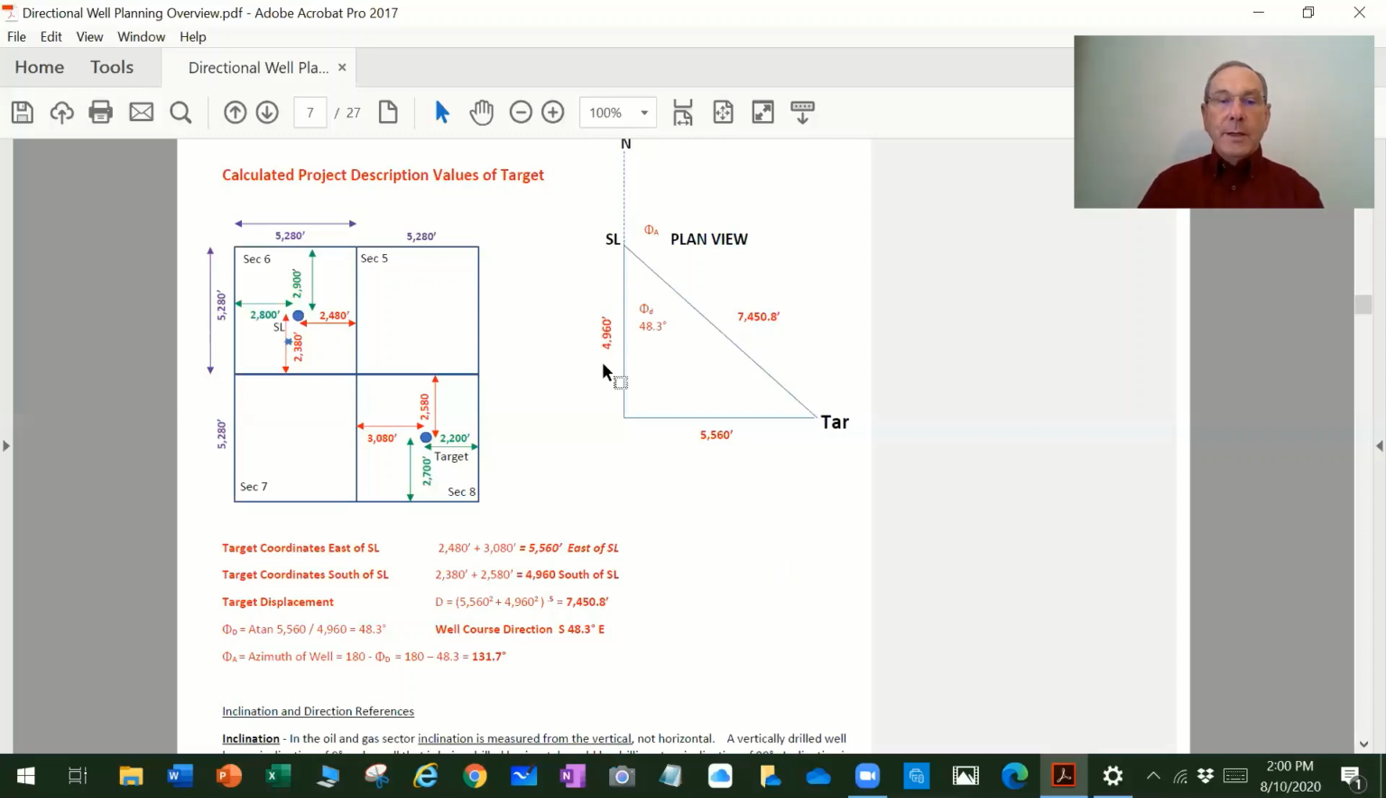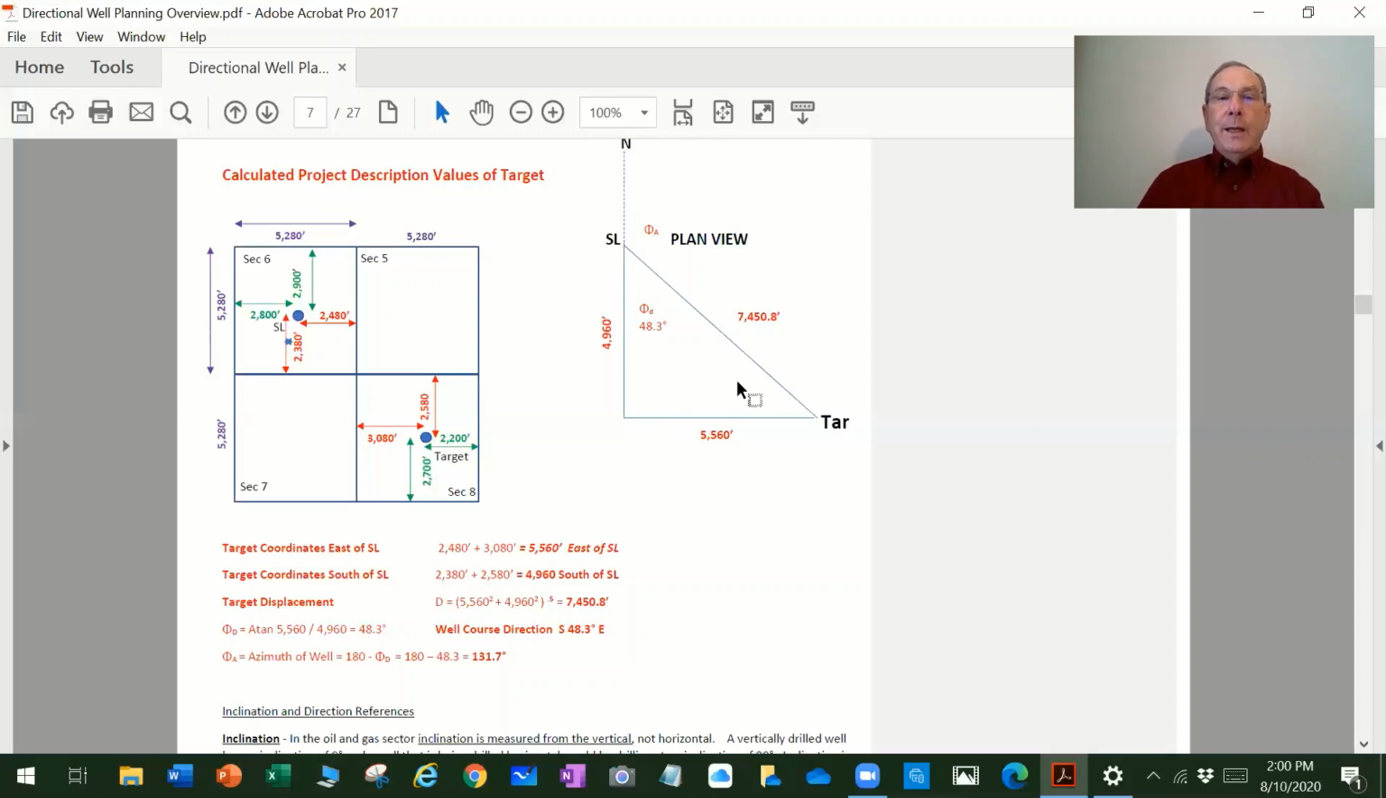Now we can also calculate this angle here. So it's 4,960 feet south, and it's 5,560 feet east, and we can calculate this enclosed angle here by taking the arctangent of this distance divided by this distance, and that will give us an angle, or direction, of south 48.3 degrees east. So this is the direction this well would be headed, south 48.3 degrees east.